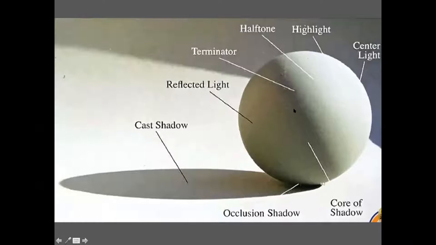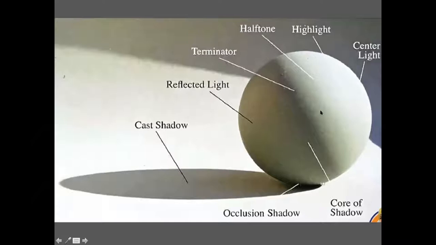Okay. So we have light side, dark side, reflected light, core of the shadow. And this person has indicated halftone. So these are called halftones or midtones. Halftones or midtones are parts of the light that are turned away from the light source at an oblique angle. So they're not getting full light, but they're getting some light.